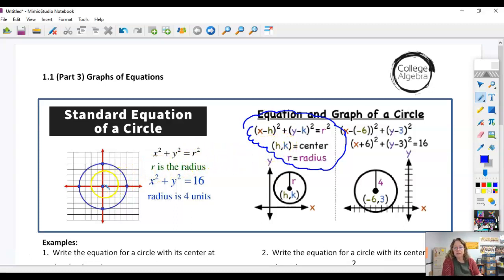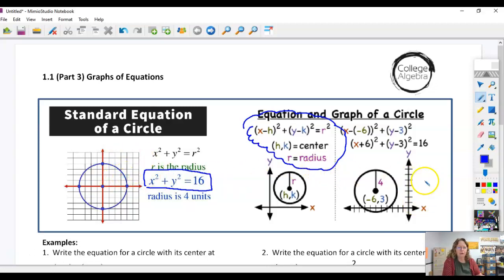So first, if our center is at 0, 0, the center of the circle is at 0, 0, then our equation is just x squared plus y squared equals whatever the radius is squared. So we can count our boxes, 1, 2, 3, 4, and so 4 squared is 16. So this is the equation of this circle. It's right here on the left-hand side.